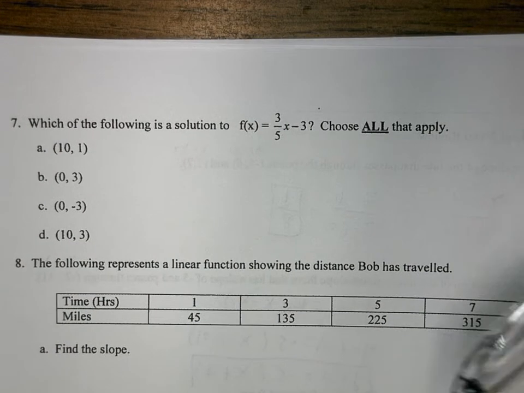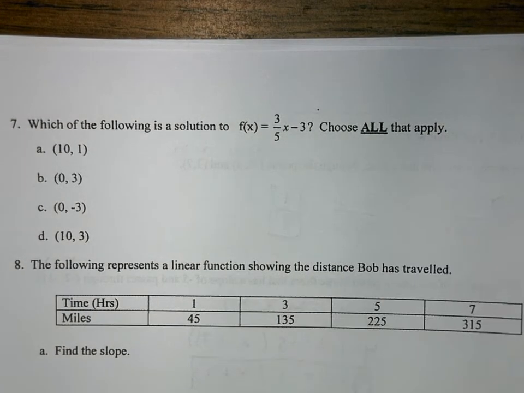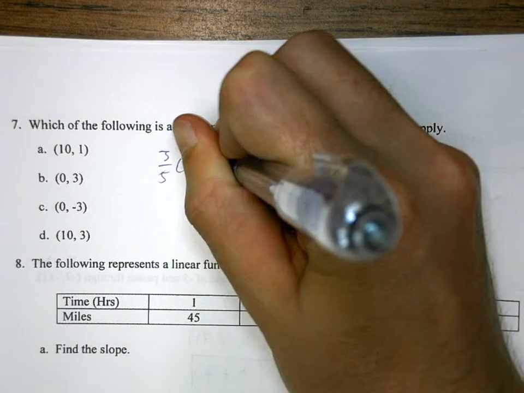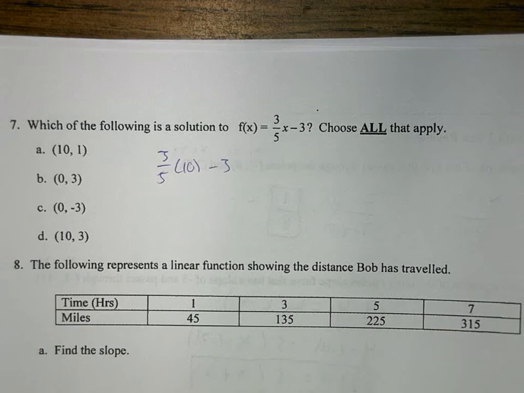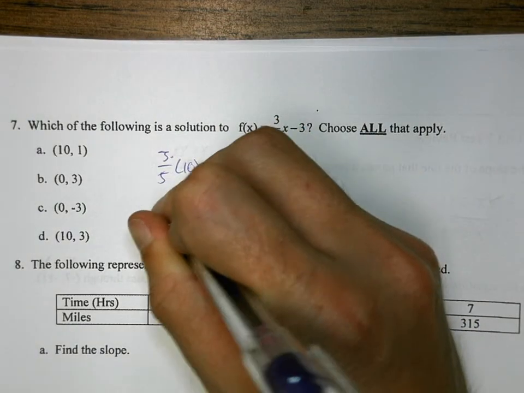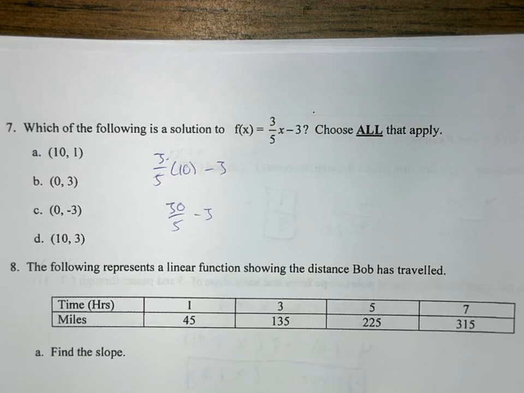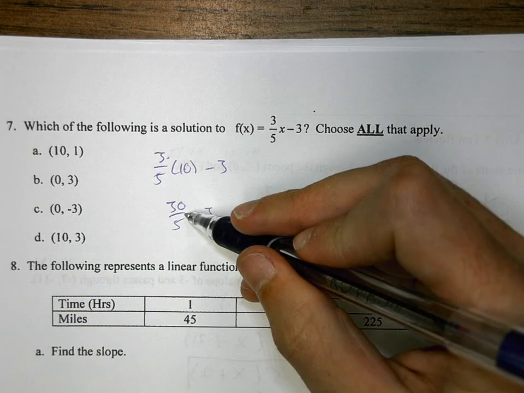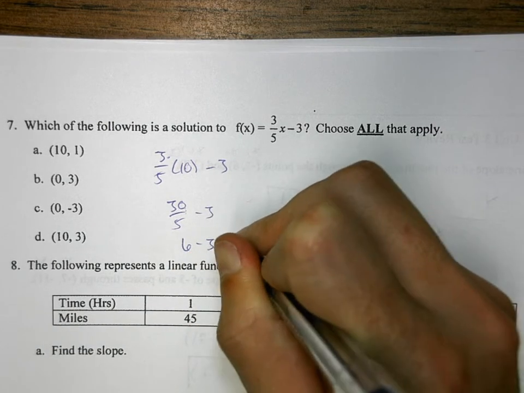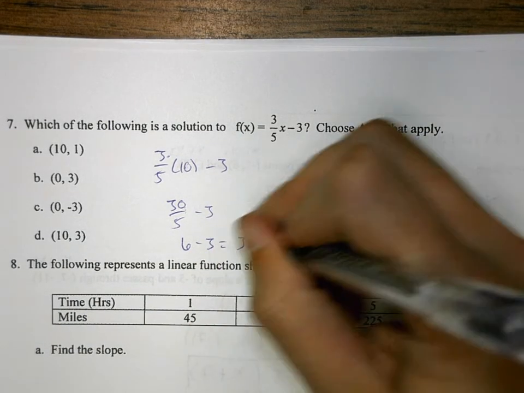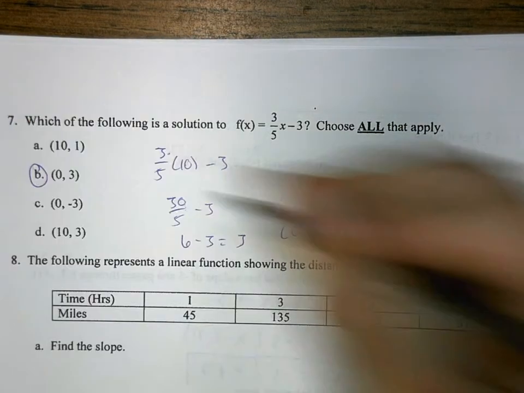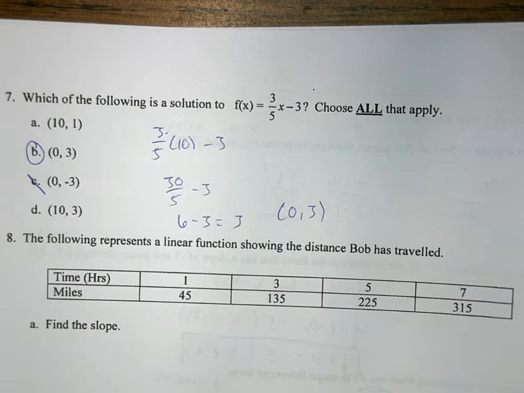To check to see if something is a solution, plug in x, see if you get y. So this is 3/5 times 10 minus 3. To multiply a fraction, you multiply the top. So 10 times 3, that's 30 over 5 minus 3. And this fraction bar means divide, so 30 divided by 5 is 6 minus 3. So therefore, this point is 0, 3. B is a point, C is not a point.